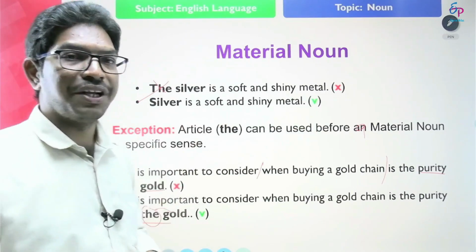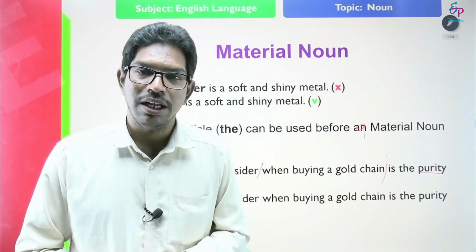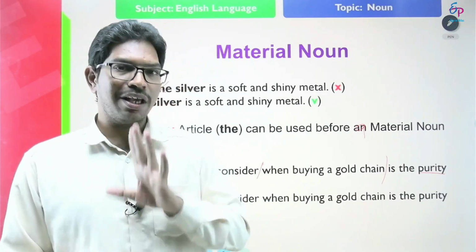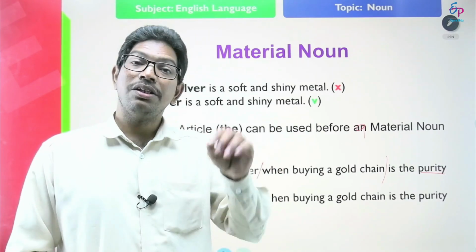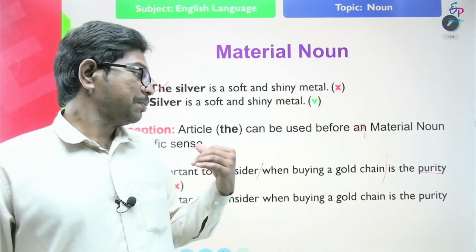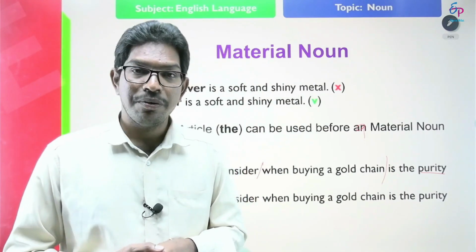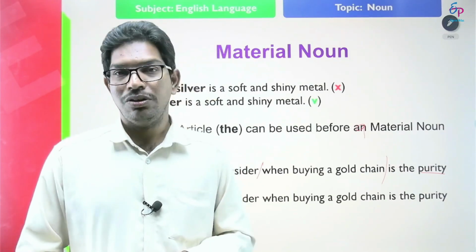So the gold of Africa, the gold of India, the gold of China, like this. The iron of your gate is very strong. Iron of your gate is very strong is wrong. The iron of your gate is very strong. So if you speak in a particular sense, specific sense, we can use article the before material nouns.